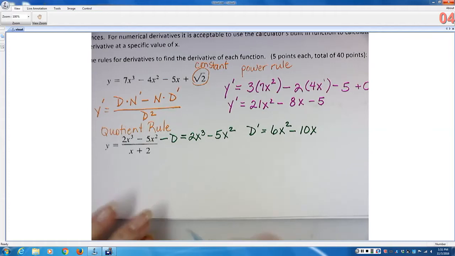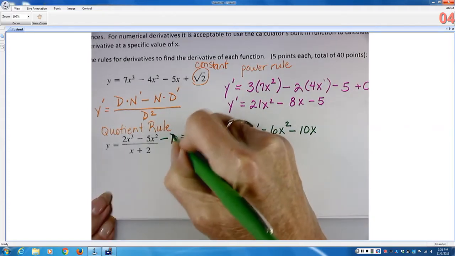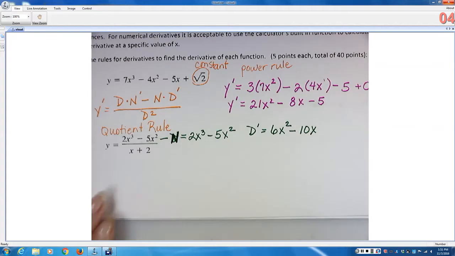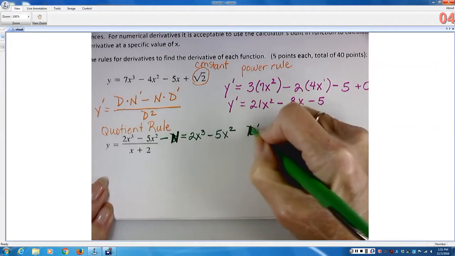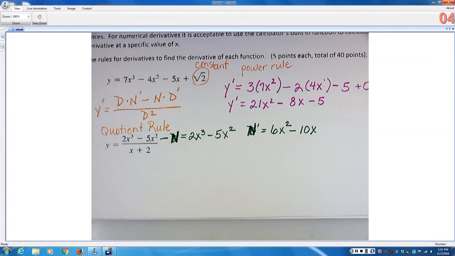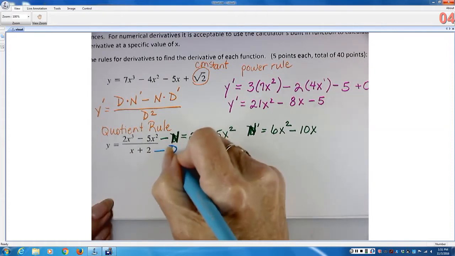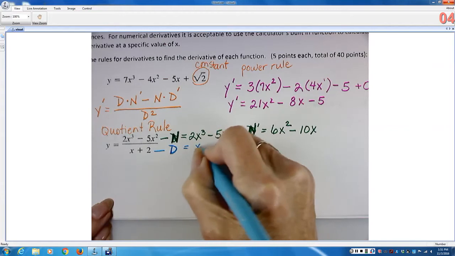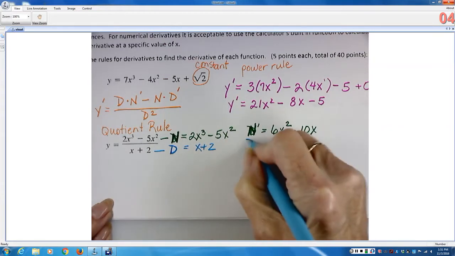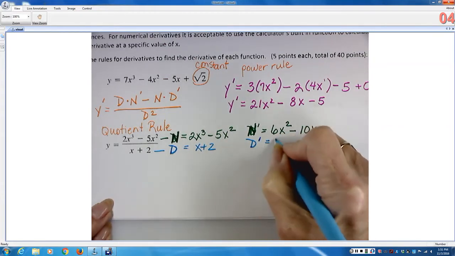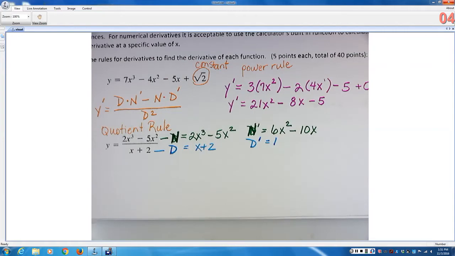And then that's the numerator, I'm sorry, yes. So there's your numerator and your numerator's derivative. This is your denominator, x plus 2. And your denominator's derivative is just 1x. The derivative of that is 1. And the derivative of 2 is 0, so it dropped out.